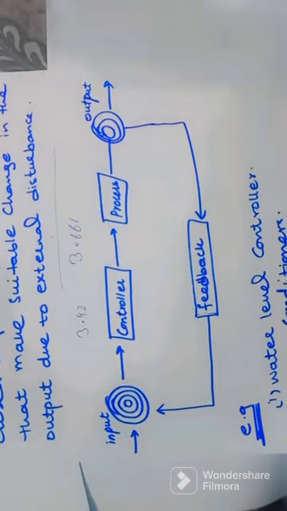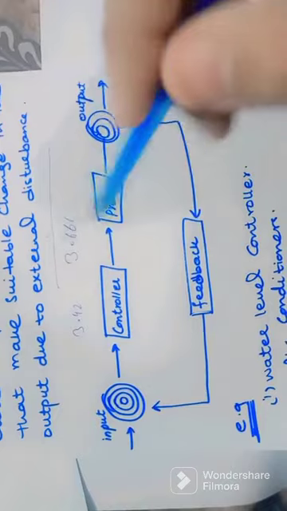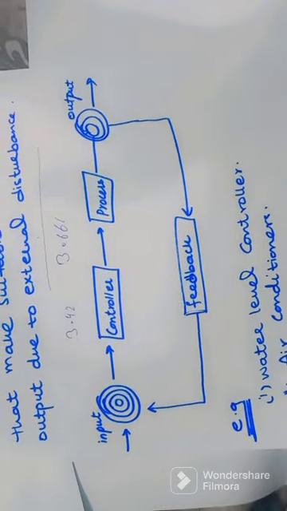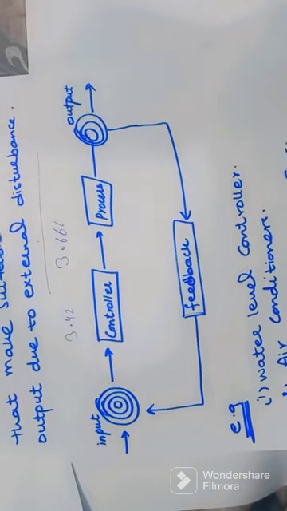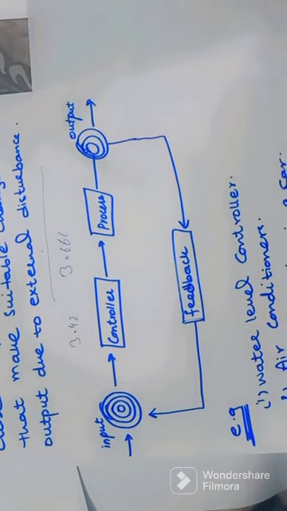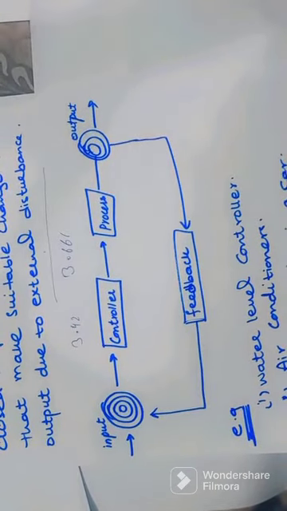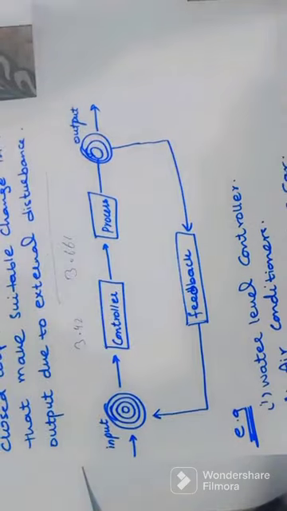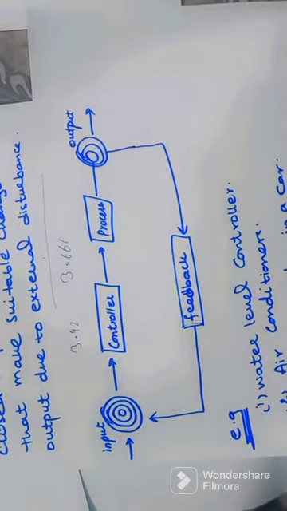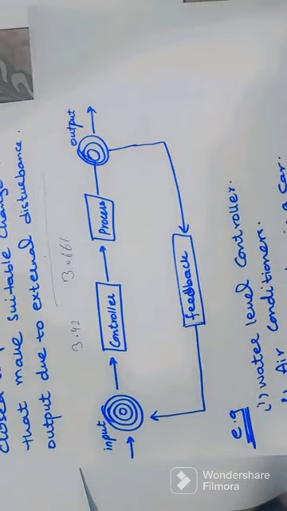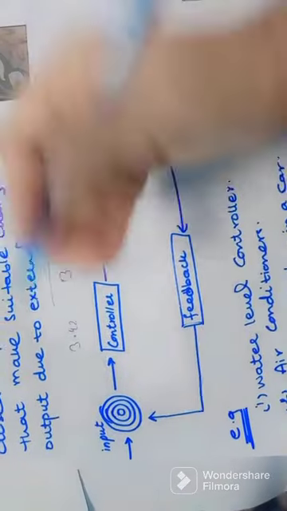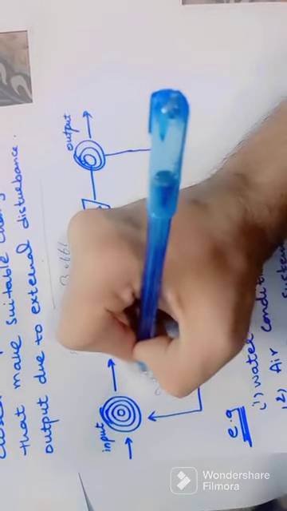Let me give you a real life example of how this feedback element works. For example, everyone is using an air conditioner in their houses, and you give the input using the remote control. You set the input as 25 degrees, and you want the room temperature to be set at 25 degrees Celsius, and you run the AC. There is a temperature sensor in that air conditioner that is sensing the temperature of the room against the desired input. The desired input is 25 degrees.